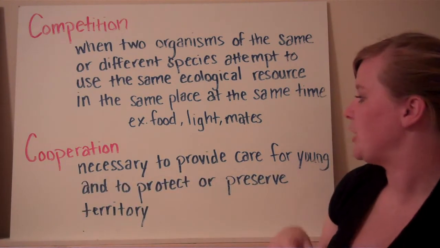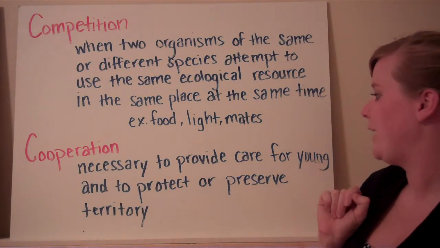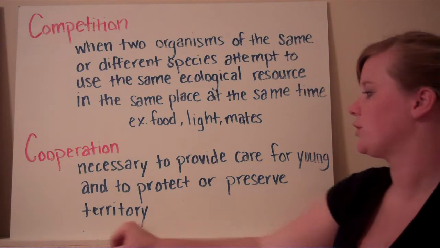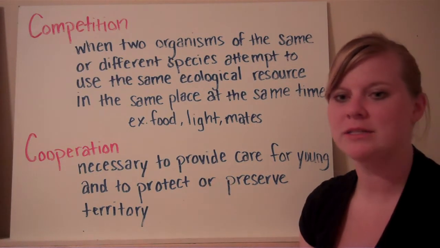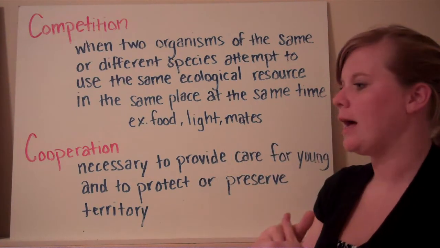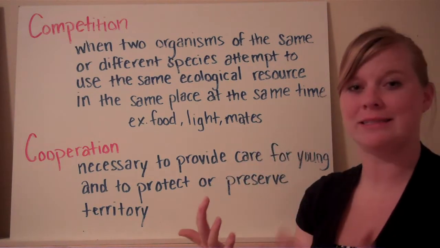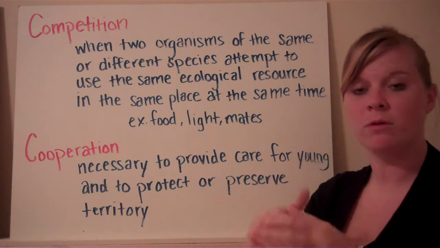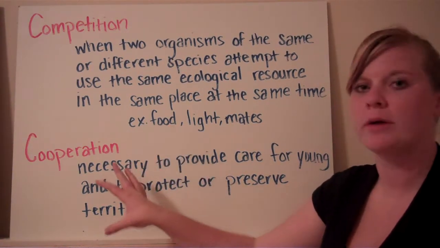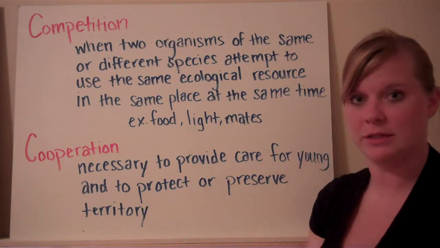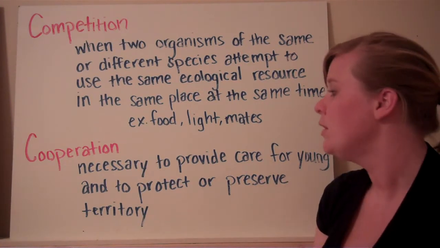And then there's cooperation. This is necessary to provide care for young and to protect or preserve territory. So you'll see meerkats, they'll all cooperate together to have one out on guard. They'll have one, called a sentry, who will stay above ground while the rest of them dig in the tunnels. But that one sentry is cooperating to protect everyone's territory or to keep them safe.